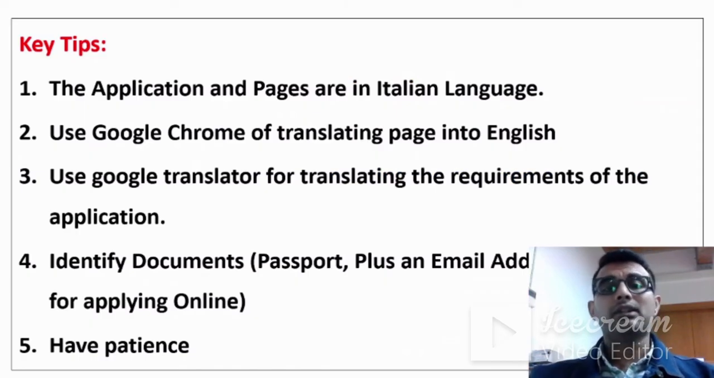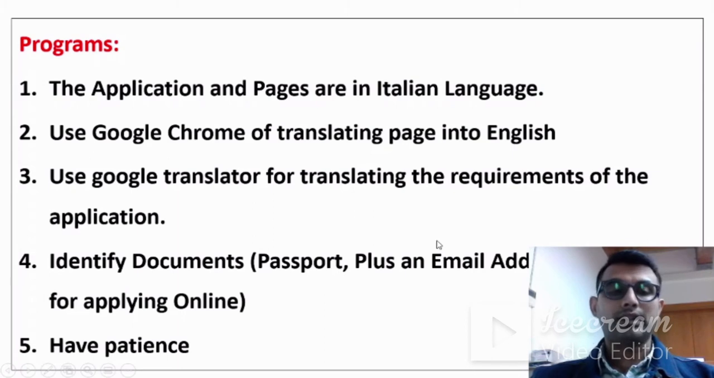Number one, remember that most of the application pages are in Italian. I suggest you download Google Chrome because it will help you translate the pages into English. Use Google Translate for this. You should have an identity document, a passport, plus an email address required for the online application, and obviously the patience to read all the details and provide a good application, which will help you get a position.